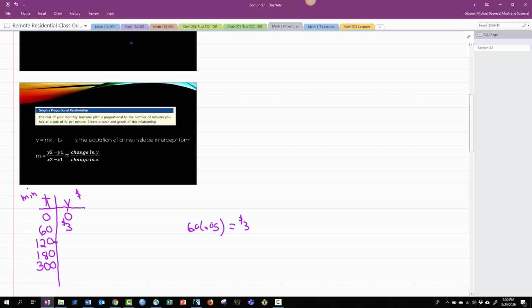So 120, if you do it times 5 cents again, that would be $6. 180 times 5 cents, $9. Really, 5 times 180 is 900, and that's 900 pennies, so it's $9. Let's just skip up a level. This was 1 hour, 2 hours, 3, let's say 5 hours, 300 minutes, times 5 cents, $15.